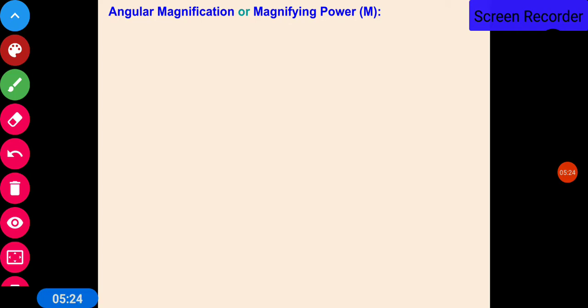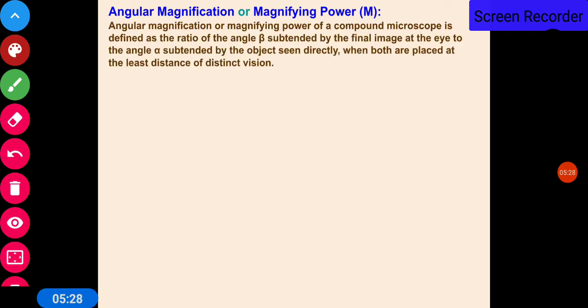Now, angular magnification or the magnifying power. The angular magnification or magnifying power of a compound microscope is defined as the ratio of the angle beta subtended by the final image at the eye to the angle alpha subtended by the object seen directly, when both are placed at the least distance of distinct vision. So m is equal to beta upon alpha.